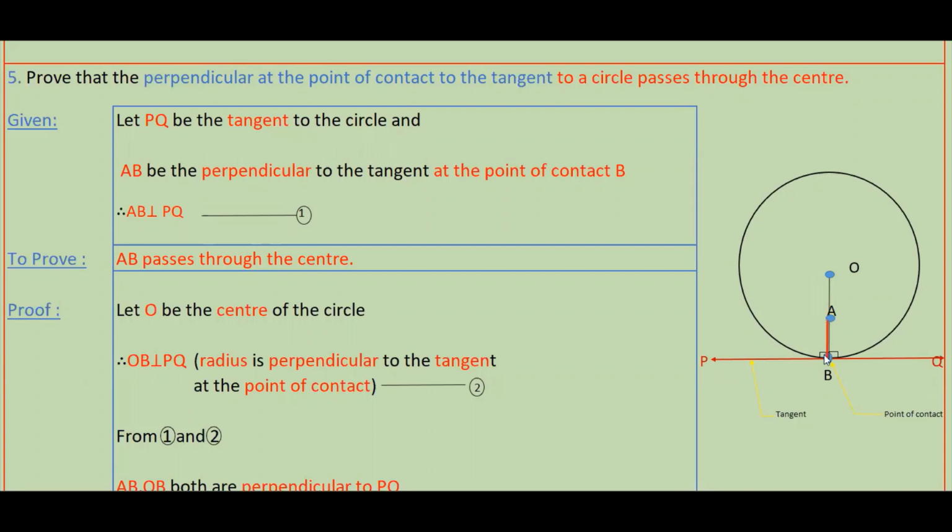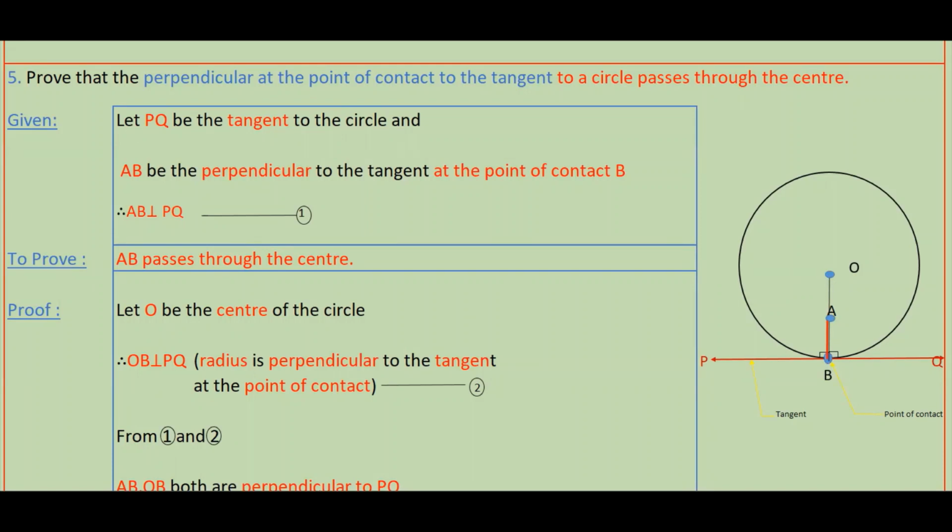And here we have to prove that AB passes through the center. This we have to prove. So here let O be the center of the circle. And we know that OB is perpendicular to PQ. So see here, OB is perpendicular to PQ because the radius of the circle is always perpendicular to the tangent at the point of contact.